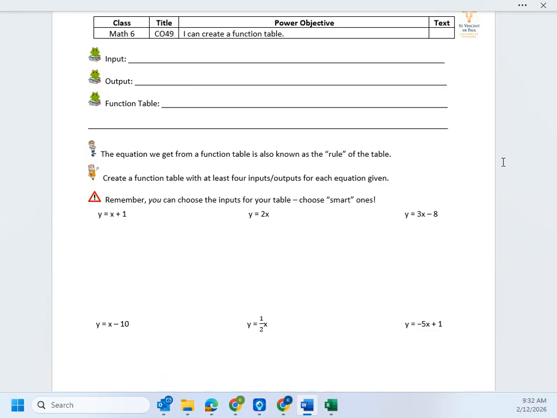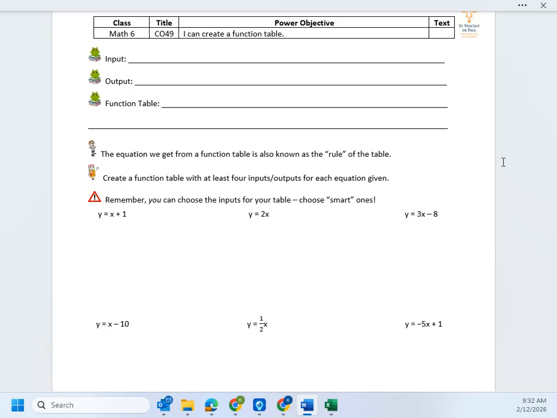I can create a function table, and then in tomorrow's lesson objective, we're going to be graphing that function table. So first we're going to learn how to create a function table. And then tomorrow we're going to connect it with the graphing part. So this all connects together to what we're learning. So creating that function table.